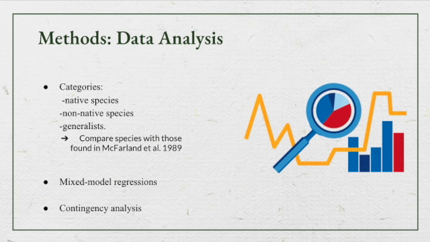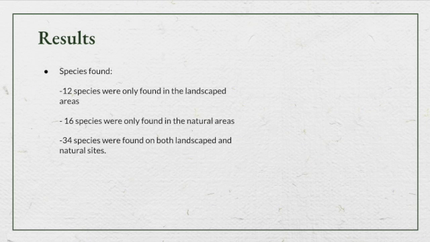We also ran mixed model regressions with sampling sites as a random variable to determine whether pollinator abundance, or number of individuals, and richness, or number of species of pollinators, varied between landscaped and natural sites. We ran a contingency analysis to compare visitation rates of species found in both landscaped and natural areas to determine whether these were more generalist populations of pollinators that preferred one habitat type over another.